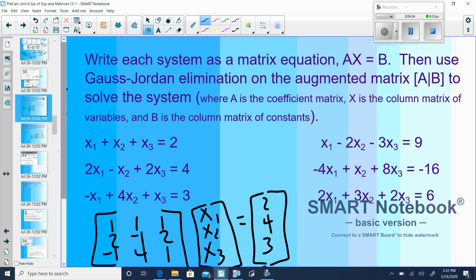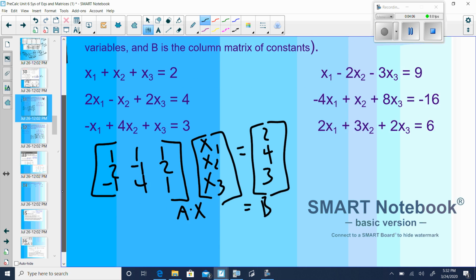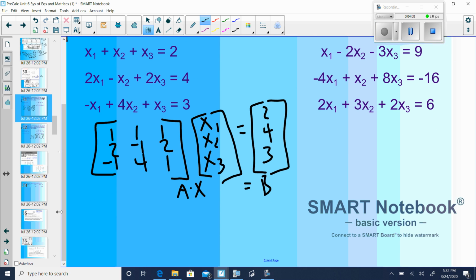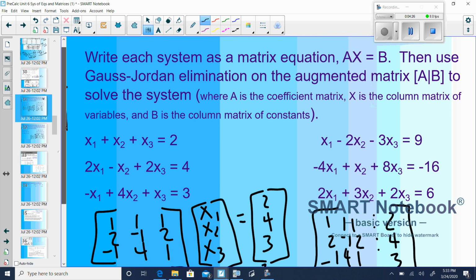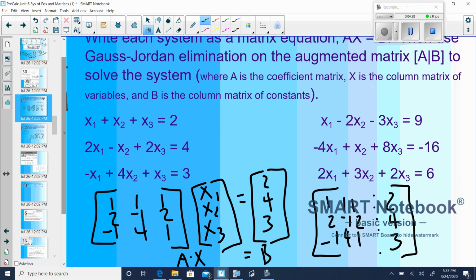We're going to come back to this first one, and they want us to take this form and create an augmented matrix. Okay, here we go. 1, 1, 1, 2. 2, negative 1, 2, 4. Negative 1, 4, 1, 3. In terms of solving this, I will put this into the calculator and we'll work the other one mathematically. All right, so they want us to do Gauss-Jordan elimination.